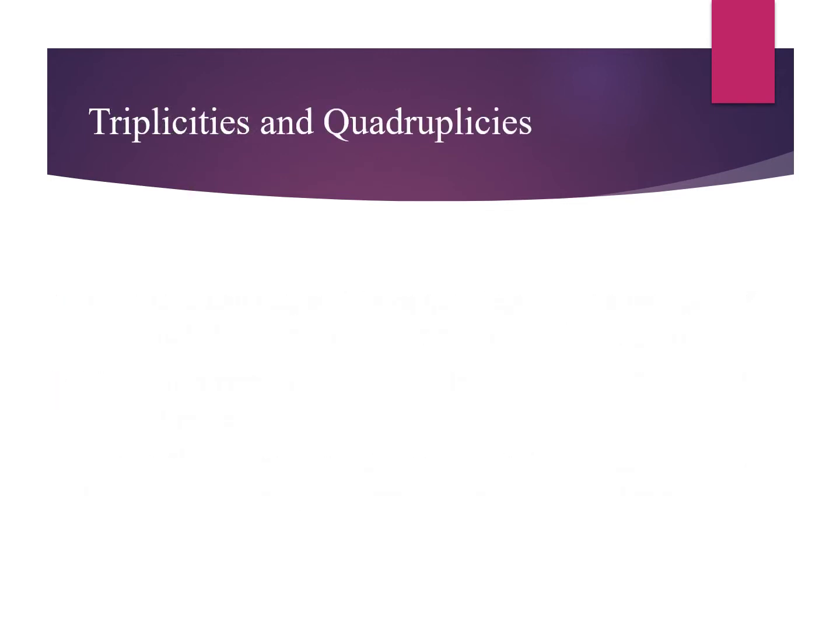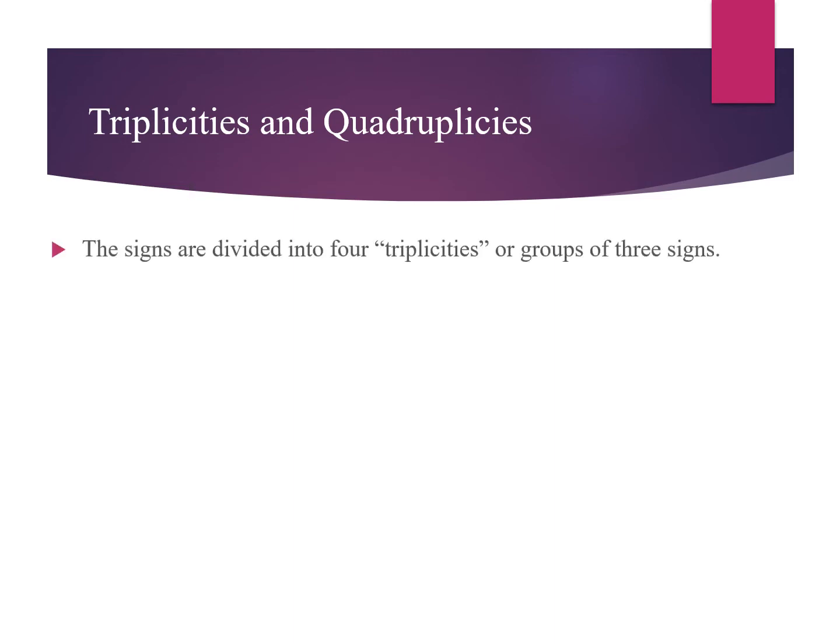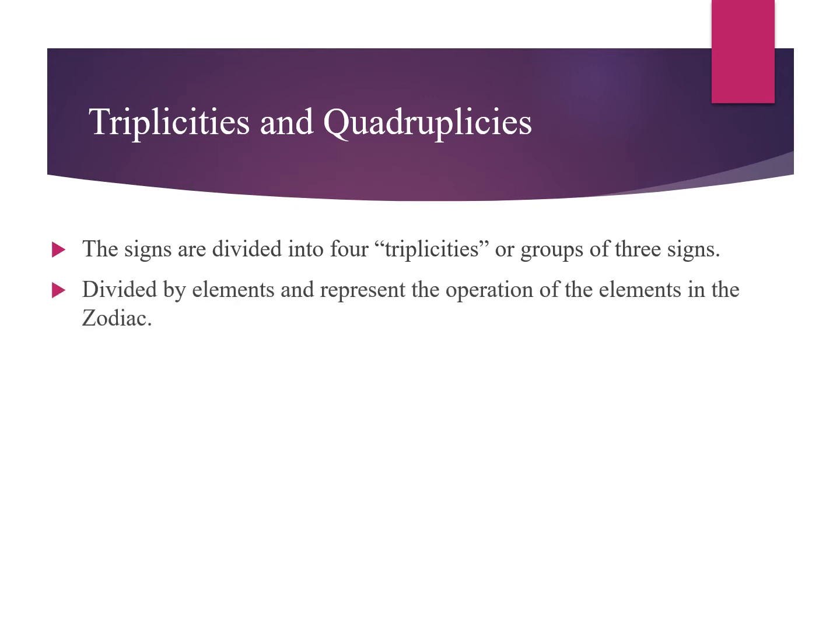So the signs are divided into two different categories. They're divided into 4 triplicities, or groups of 3. And these are the representations of the elements within the zodiac. So for each of the elements, fire, water, air, and earth, there are 3 signs. And these are the 3 triplicities.